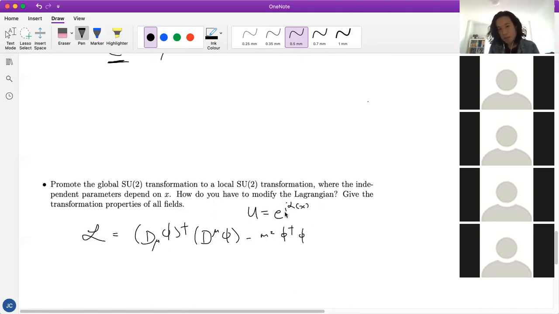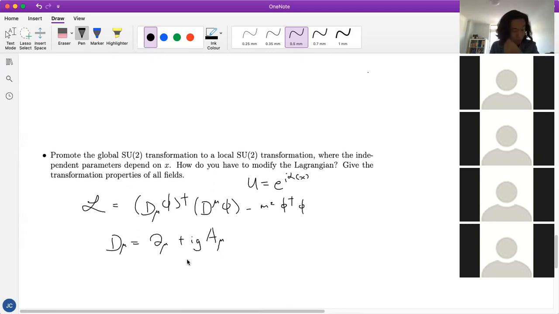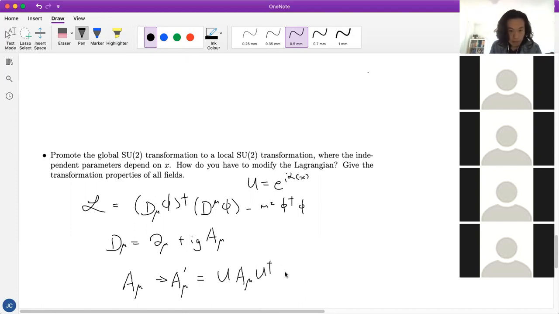So even if the transformation is local, they still cancel each other out because there's nothing stopping them from sticking together. And the tricky part is this covariant derivative now has to take the form plus i g A mu, which comes with the gauge field. So it's pretty much just a higher dimensional version of the QED version that you saw. So A mu transforms to A mu prime equals U A mu U dagger plus 1 over i g U dagger d mu U.